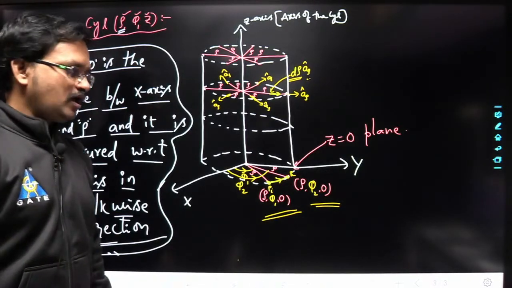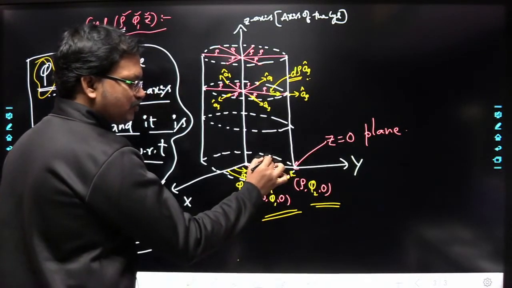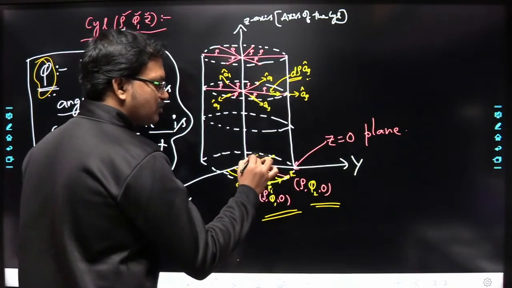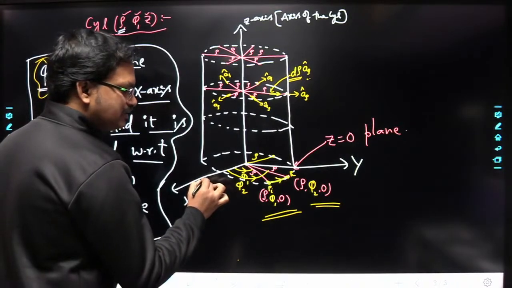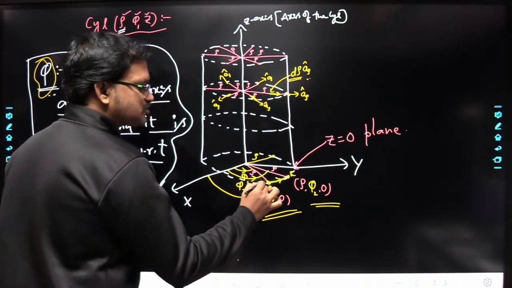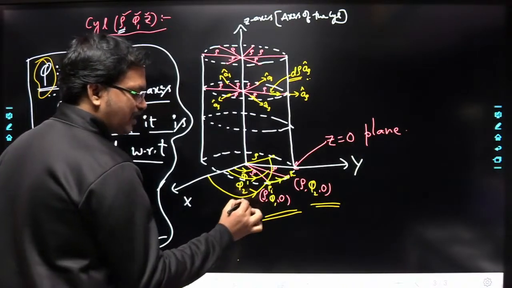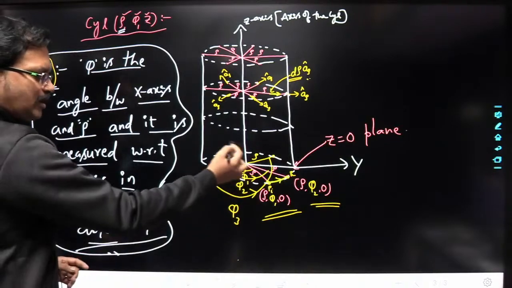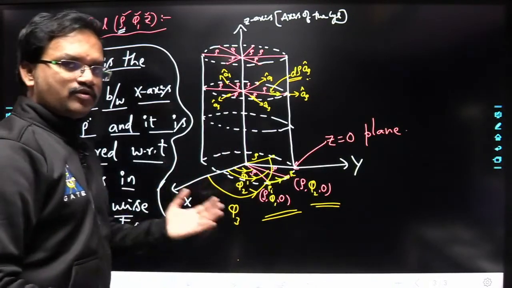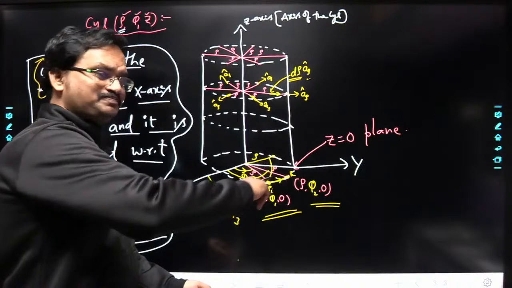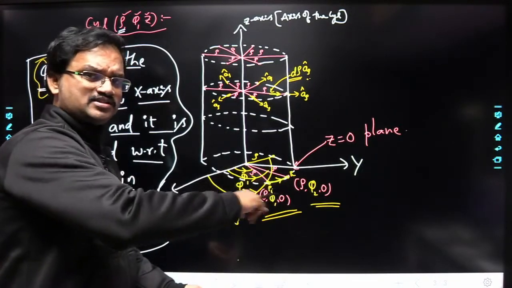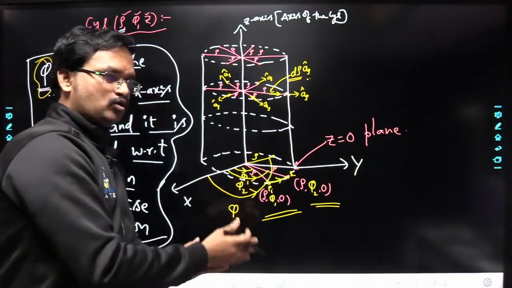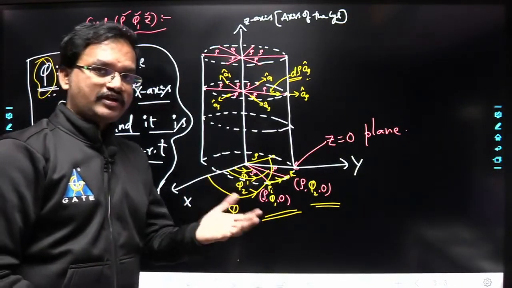Now if you consider some other point here, the normal distance from the axis to this point is rho, and then you have to consider the angle with respect to the x-axis in the anti-clockwise direction. This angle I can say is phi 3. Like that, whatever point you consider, just take the normal distance, which gives you rho, then measure the angle between the x-axis and rho. That gives you the phi value.